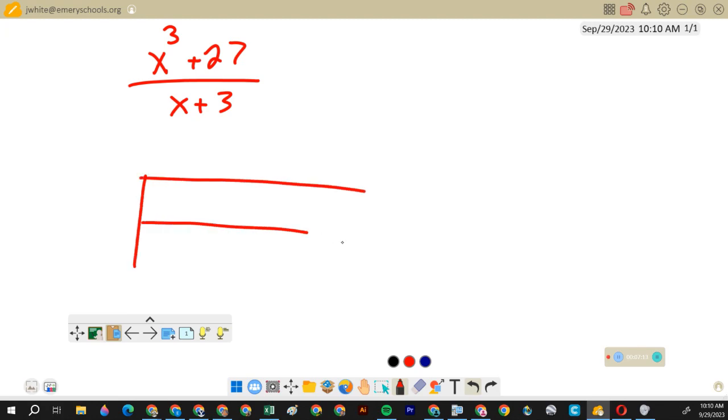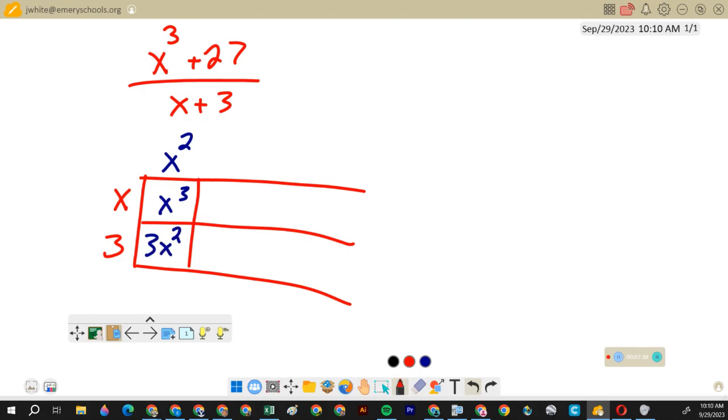Okay, let's do number 4. So 4 says x to the third plus 27 over x plus 3. This has 2 rows and an unknown number of columns. I put in the x to the third. X to the third divided by x is x squared. And x squared times 3 is 3x squared. Okay?